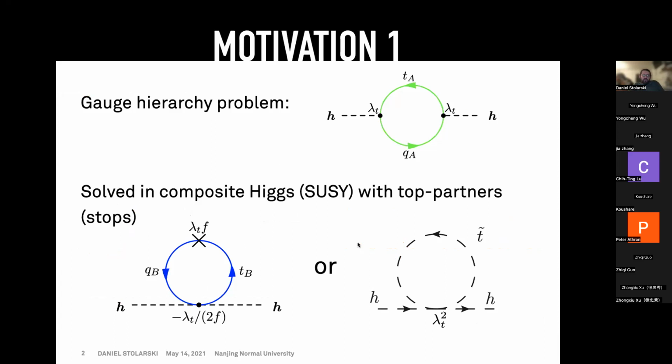But right, we have this quadratic sensitivity to new scales for the Higgs mass from the top loop and for other things. And so the famous solutions, they all involve new states that couple to the Higgs. For example, supersymmetry has scalar top partners.